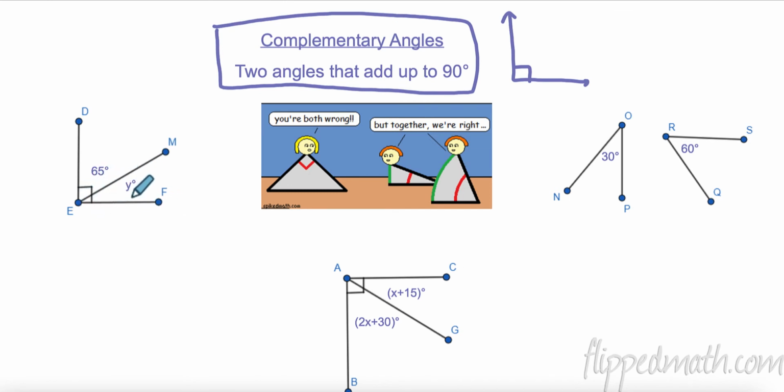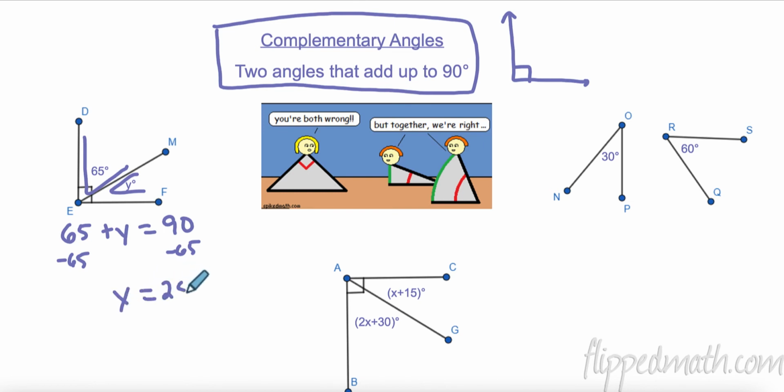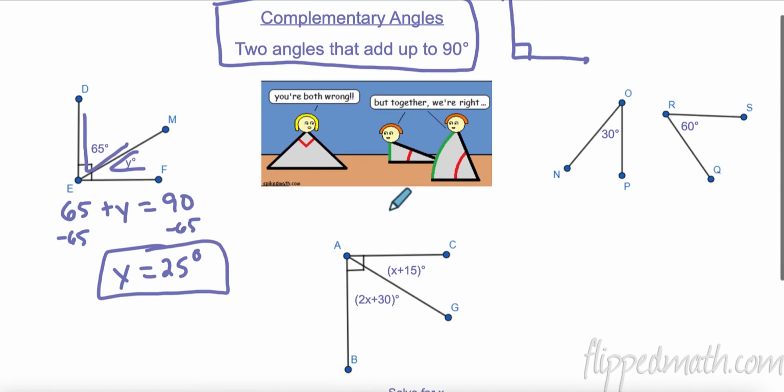We can solve for this. Let's see, this angle plus this angle equals 90. 65 plus y equals the whole big angle, which is 90 degrees. Then we can subtract 65 from both sides, and we can find out that y equals 25 degrees. Easy peasy lemon squeezy.